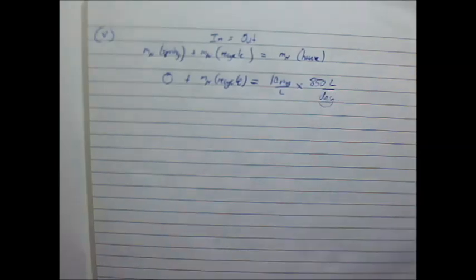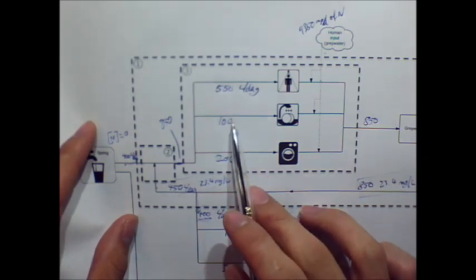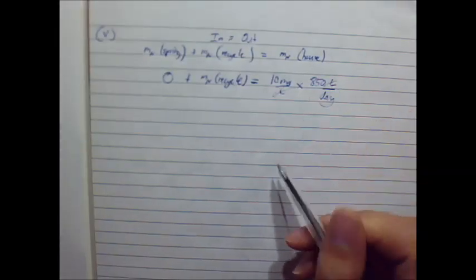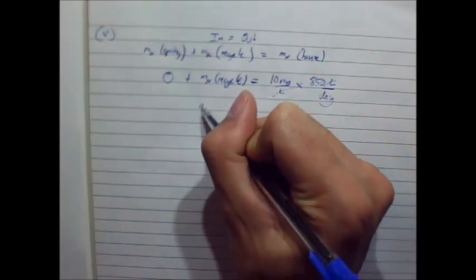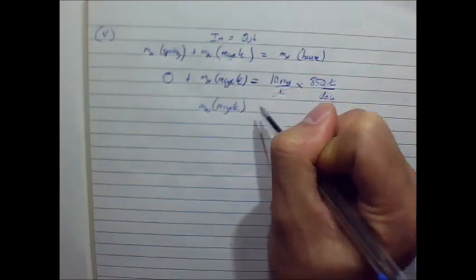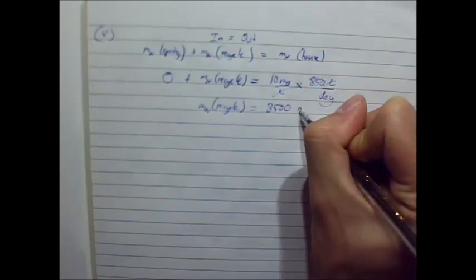So if you forgot where the 850 comes from, the 850 is when we added up all these streams coming from here to 850. This will cancel out with this and give us a recycle mass flow rate of 8,500 milligrams per day.